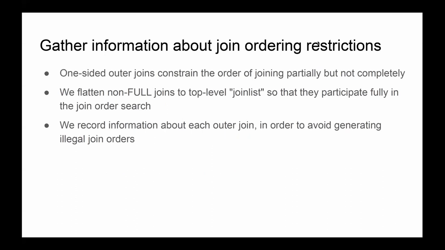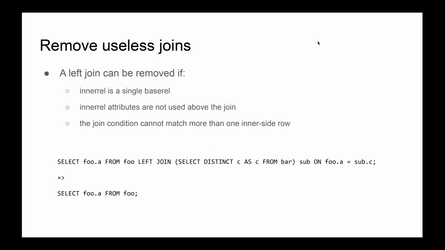And for the non-full joins, we flatten them to the top level join list so that they can participate fully in the join order search. And meanwhile, we record information about each outer join in order to avoid generating illegal join orders. So another thing we do at later pre-processing is to remove useless joins. For a left join, if its inner rel is a single base rel, and the inner rel attributes are not used above the join, and the join condition cannot match more than one inner side row, actually the join will just duplicate its left input. So in this case, we can remove this join altogether.